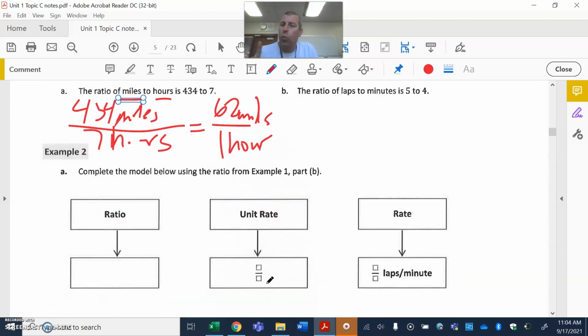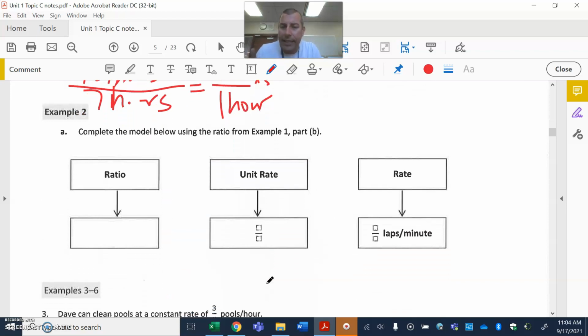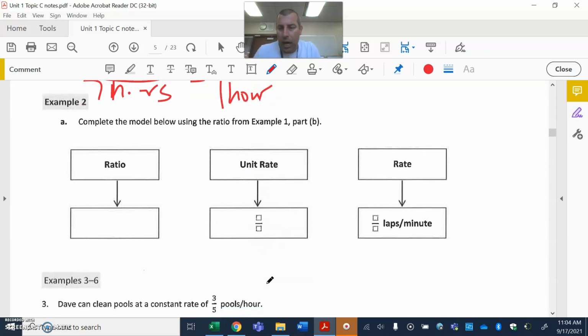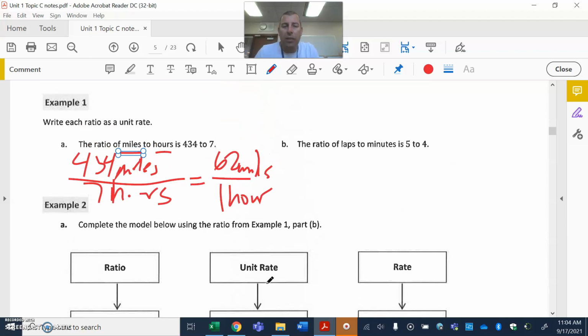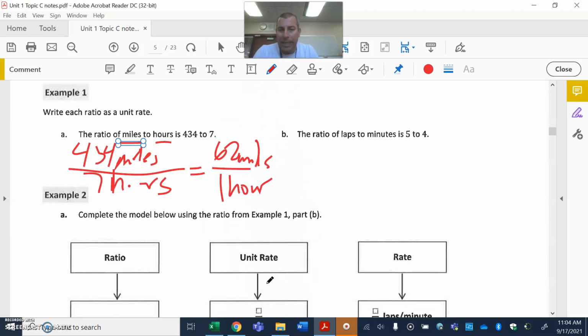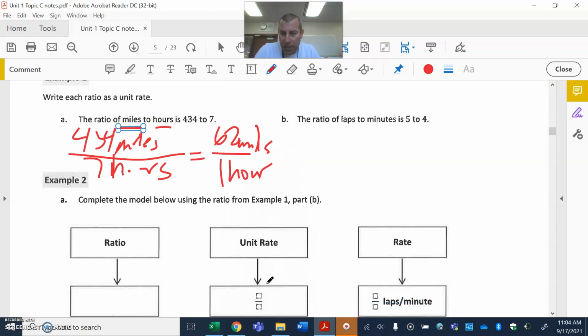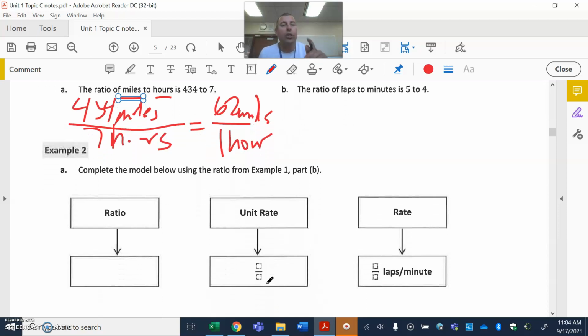Now, let's watch what's going on here. All right, we're going to be looking at part B here. And we're going to use this in our table. So it says the ratio of laps to minutes is 5 to 4. Okay, so that gives me 5 laps in the 4 minutes.